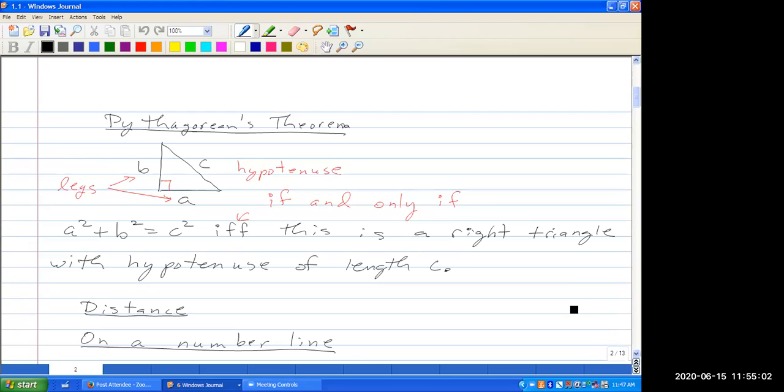The Pythagorean theorem. Suppose I have that a squared plus b squared equals c squared. This is true if and only if this triangle is a right triangle whose hypotenuse has length c and whose legs have lengths a and b. The hypotenuse is the side opposite the right angle. So a squared plus b squared equals c squared if and only if this is a right triangle, where c is the length of the hypotenuse.